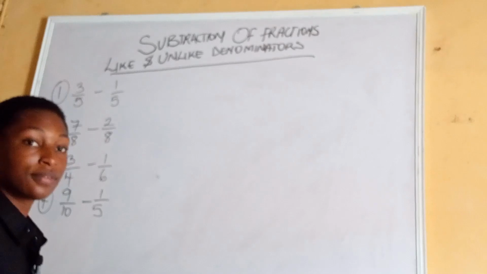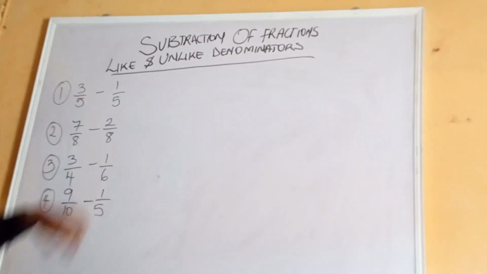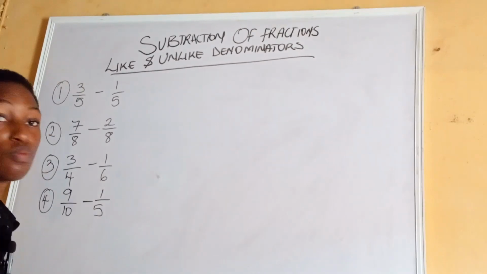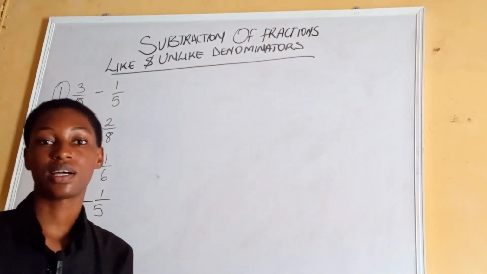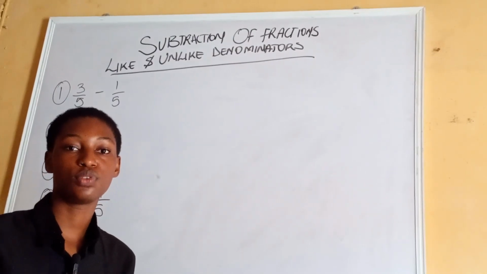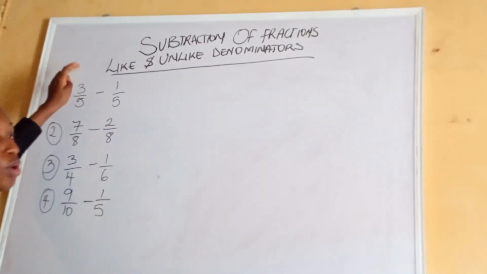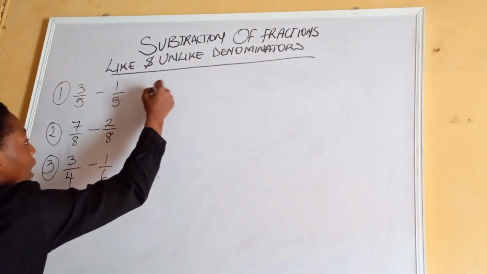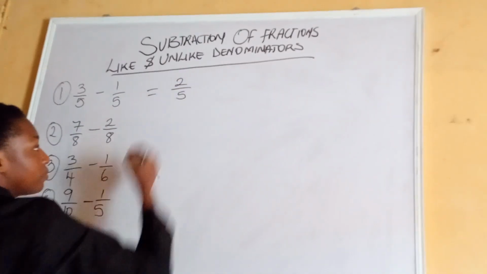For this first question, we have 3 over 5 minus 1 over 5, right? When we want to subtract, it's just like having pizza. You have 3 out of 5 slices of pizza, and then you eat one. How many would you have left? Exactly 2. Same analogy. Since the denominators are the same, you just need to focus on the numerators. So you have 3 minus 1, that's 2 all over 5.